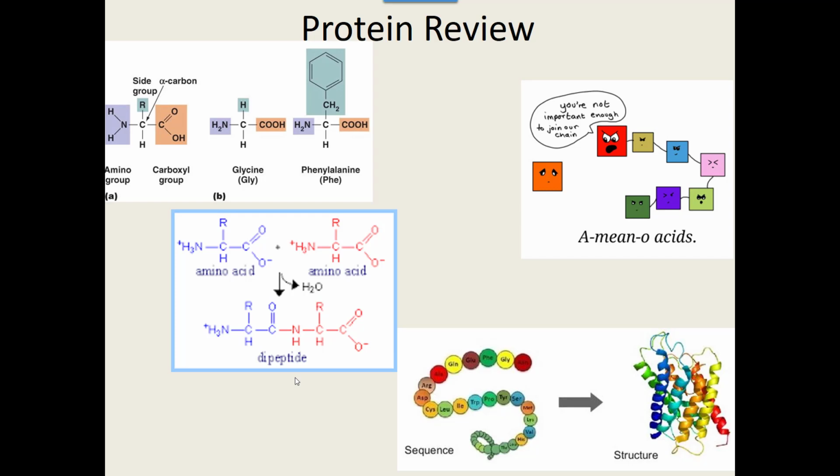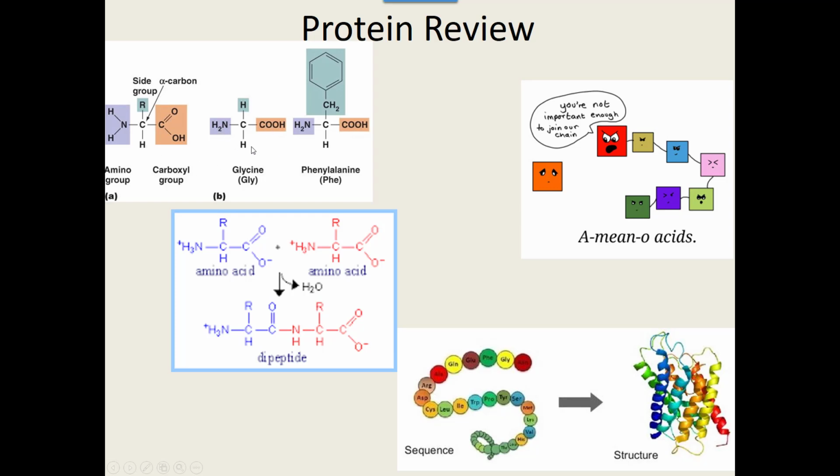Now, proteins are made up of amino acids. My little review of the structure of an amino acid: the basic structure of an amino acid is right here. It has a carbon, and then that carbon can attach to 4 things. One of the things is an amino group. One of the things is a carboxyl group. One of the things is a single hydrogen. And this is standard: amino group, carboxyl group, hydrogen. That's standard for every amino acid.